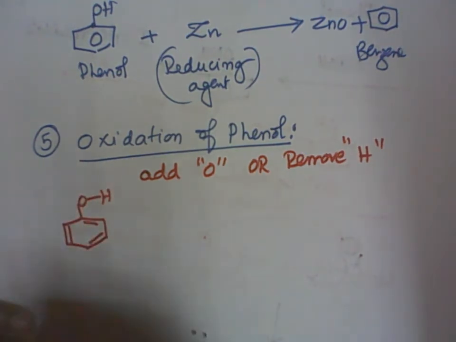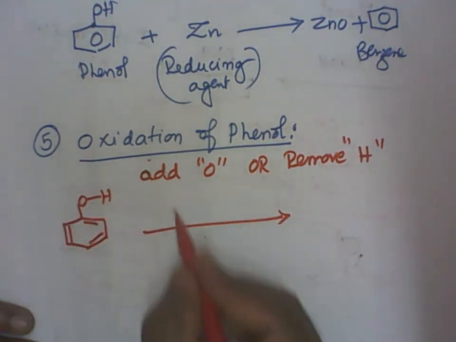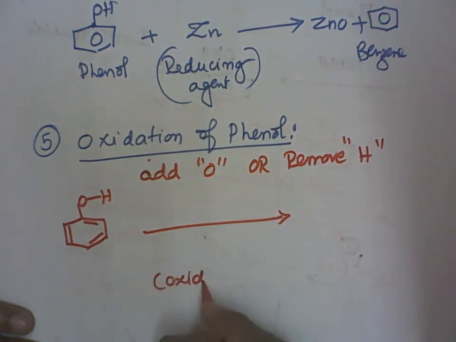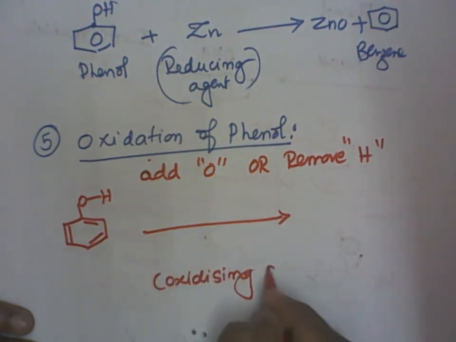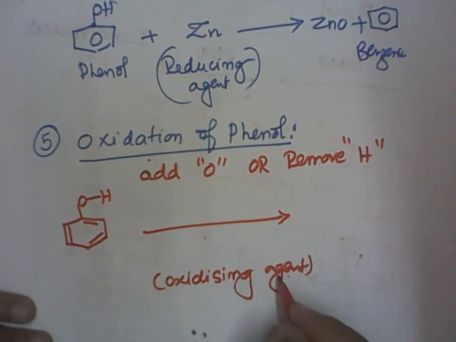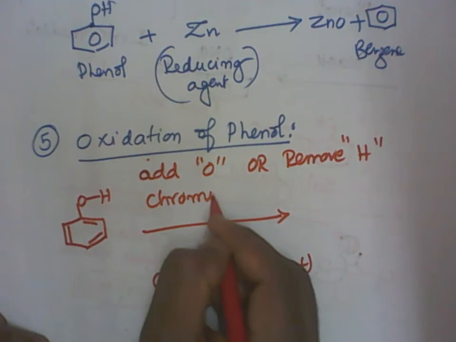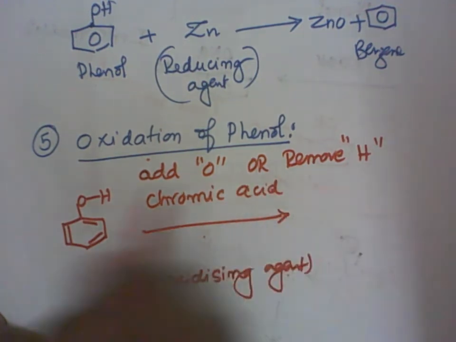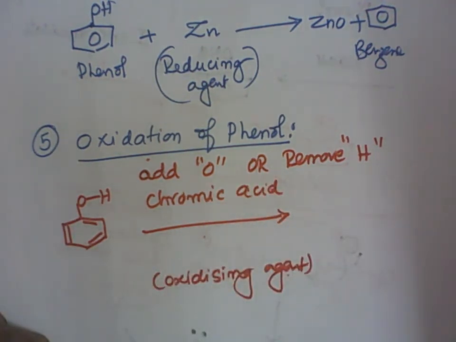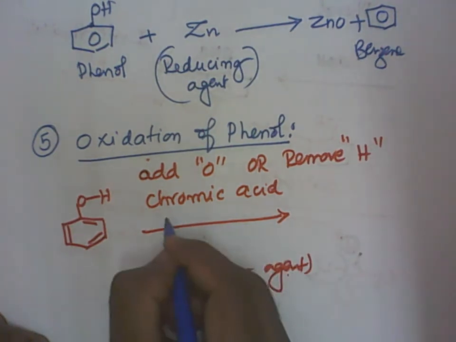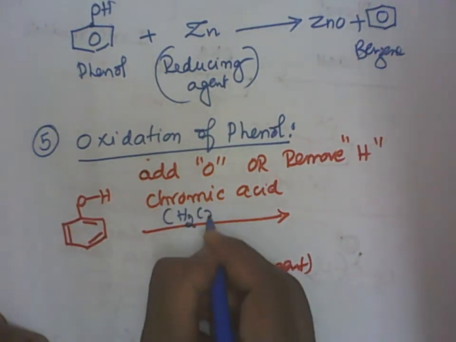For oxidation, we require an oxidizing agent. What do you mean by oxidizing agent? An oxidizing agent is responsible for oxidation. Now what is the oxidizing agent required? One of the oxidizing agents is chromic acid. We require chromic acid. What is the formula of chromic acid? H2CrO4.